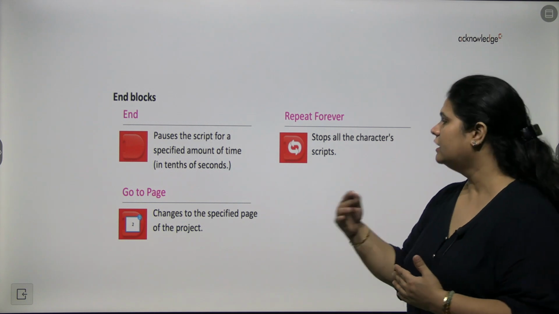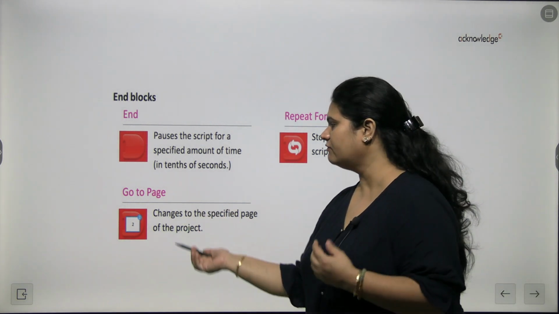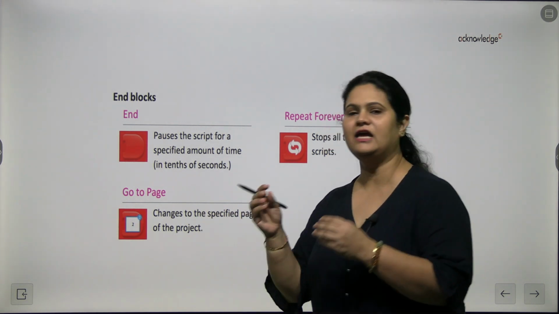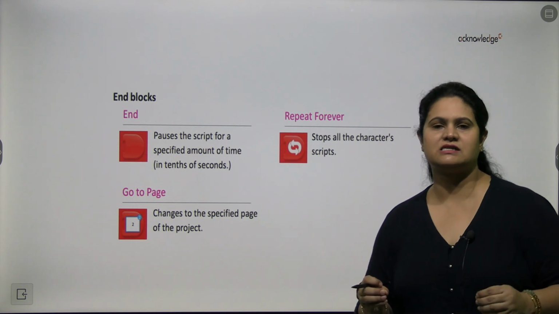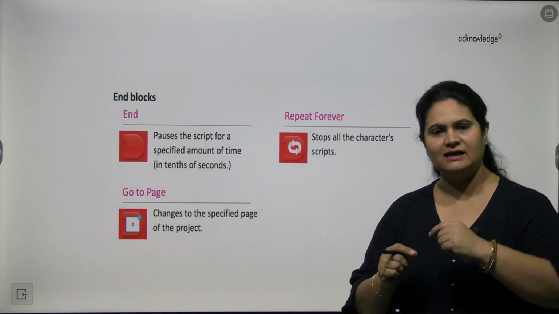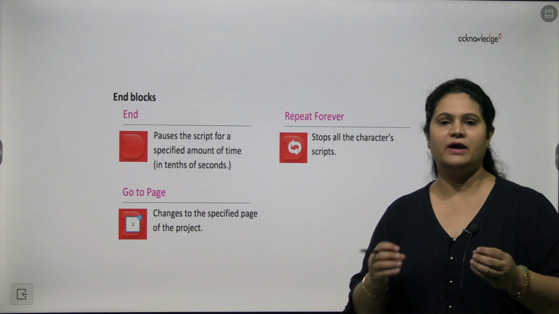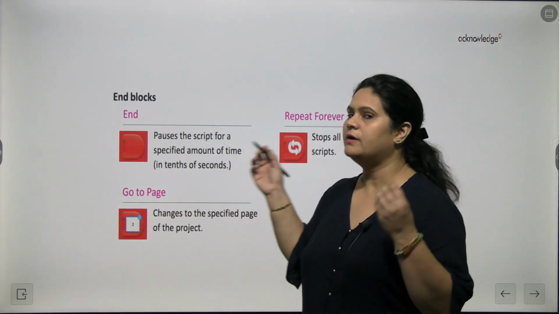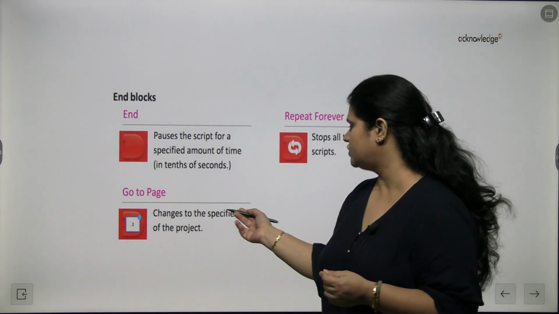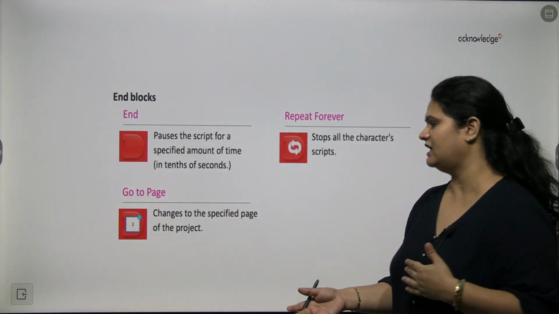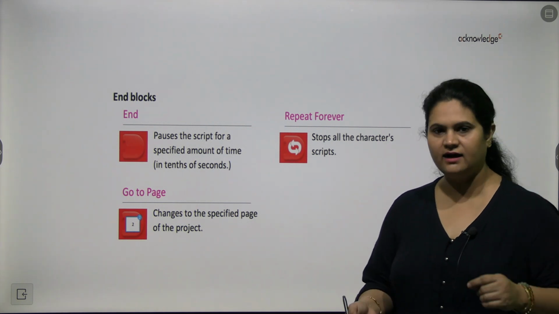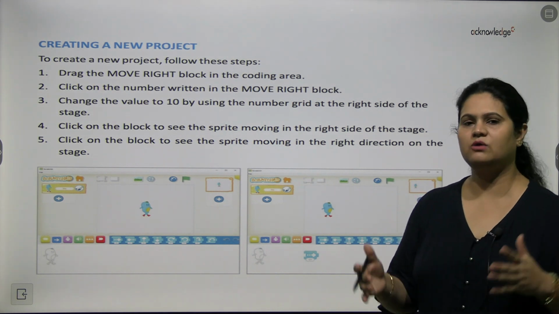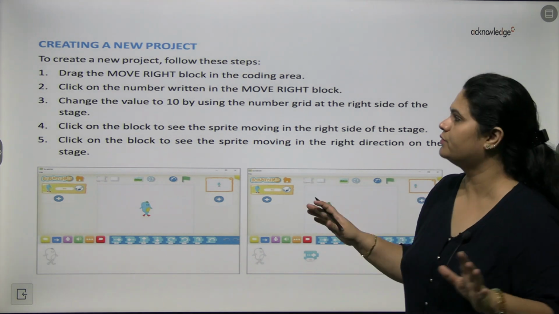Now, next we have go to phase. It changes to the specified phase of the project. In the middle of the script, if you want your project to go to any specified phase, you can use this go to phase block. So it changes to the specified phase of the project. Clear? Okay, children. Now let's see how we create a new project.